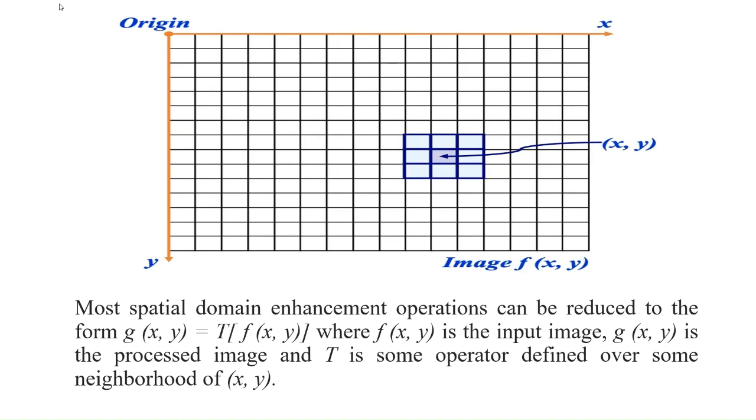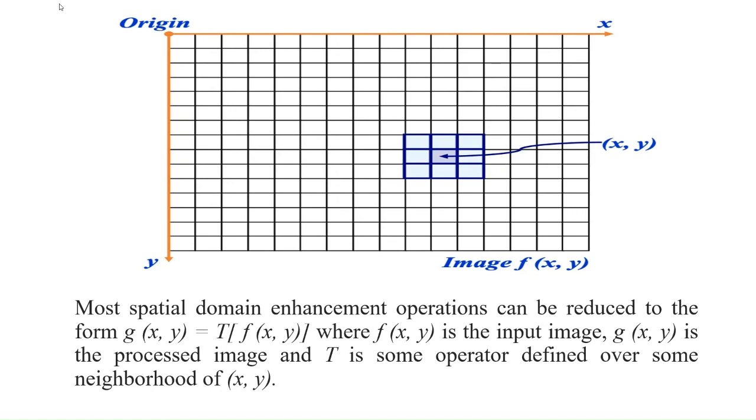g(x, y) is the processed image. f(x, y) is the input image. We are taking one input. After processing the input, we get the output, that is g(x, y).